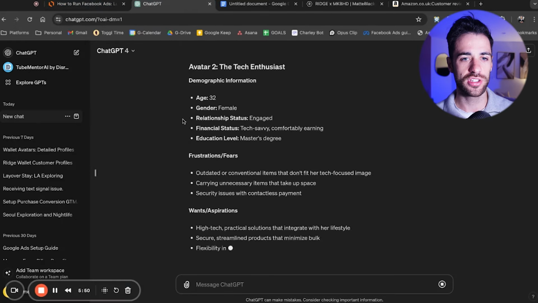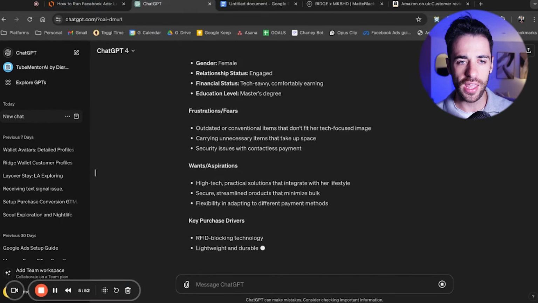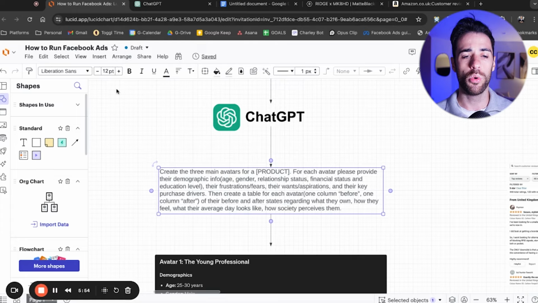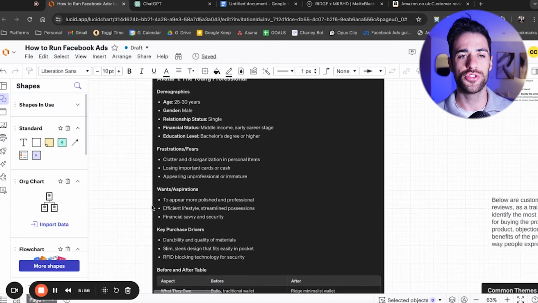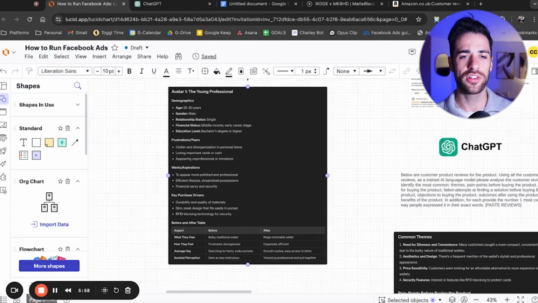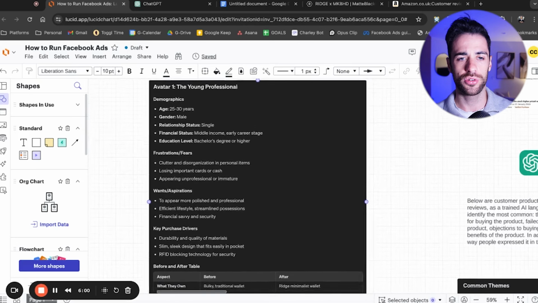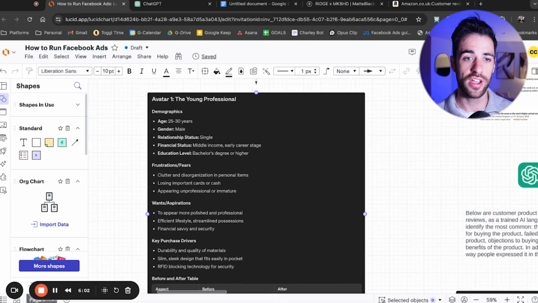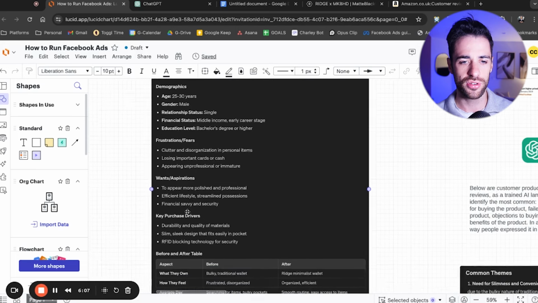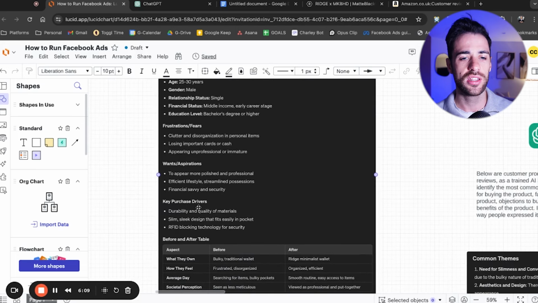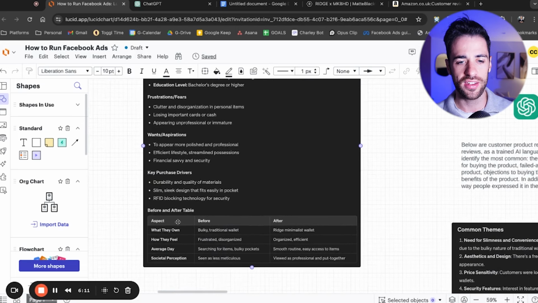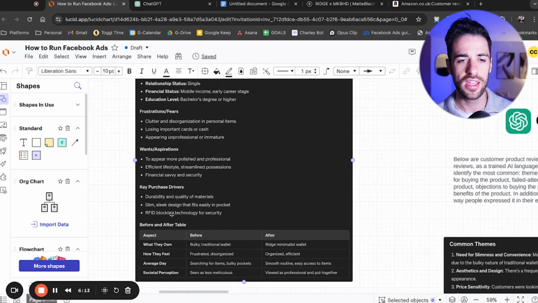So that's what we're going to do. This is going to create the avatars, as you can see. And I've asked it for three, but what you're going to do, I have an example, is you're going to pick the one that is the core avatar to start with. So here it's giving me the young professional, and you can see the demographics, the frustration and fears of young professionals, the wants and aspirations, their key purchase drivers, and then the before and after states, okay?